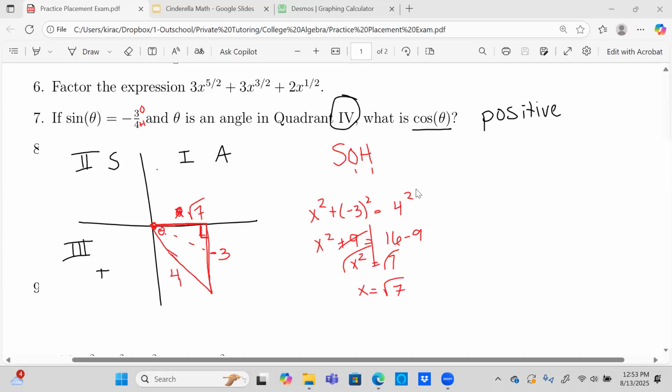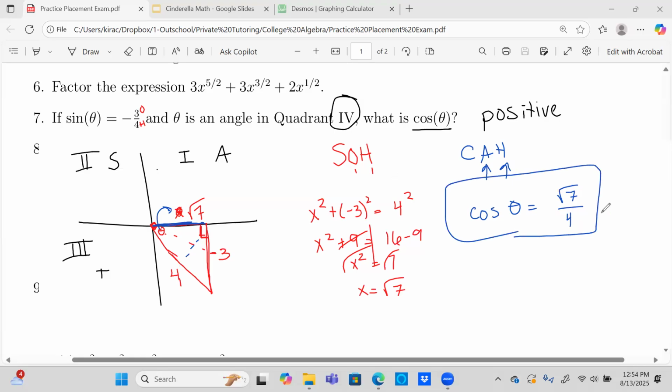So again, remembering SOHCAHTOA, cosine is CAH. We need the adjacent and the hypotenuse. So cosine of this angle. The adjacent is the flat leg touching the theta. So that's the √7. And the hypotenuse is across from the 90, which is 4. Not negative, just 4. Answer. Okay, that's just some basic trigonometry there.